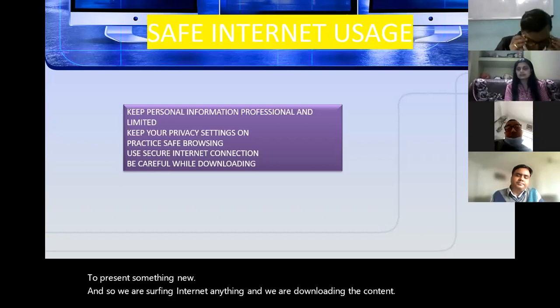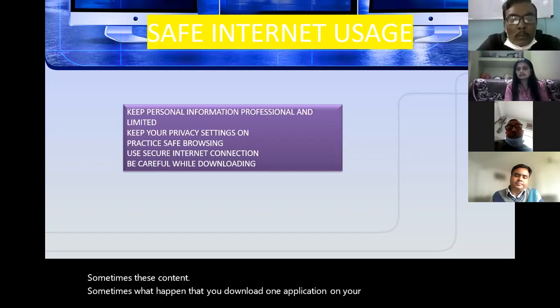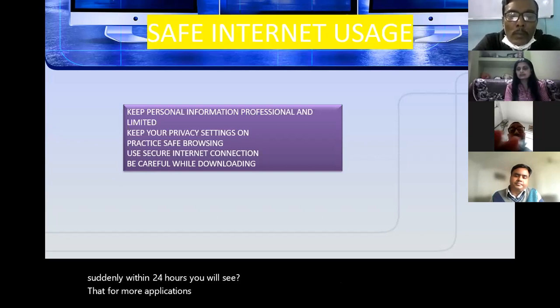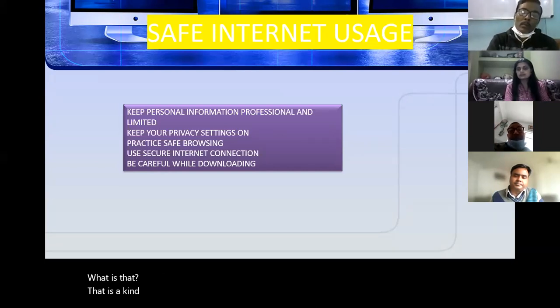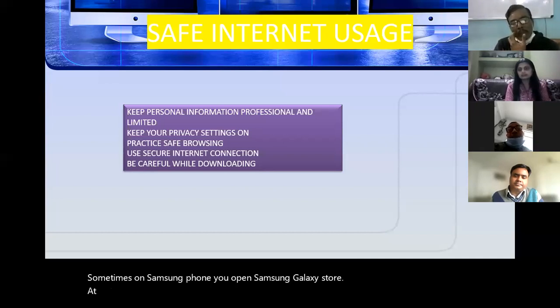Sometimes what happens is that you download one application on your mobile phone and suddenly within 24 hours, you'll see that 4 more applications are automatically downloaded. Automatically. What is that? That is a kind of malware. Sometimes on a Samsung phone, when you open Samsung Galaxy Store, at least a minimum of 10 applications are auto-downloaded. And then after one update, it was cleared. So be very, very careful while downloading.